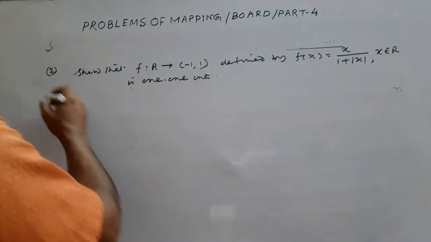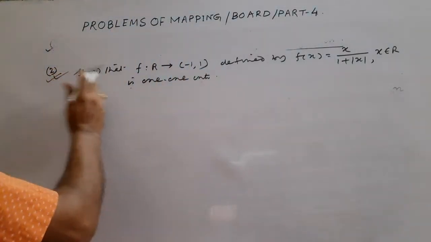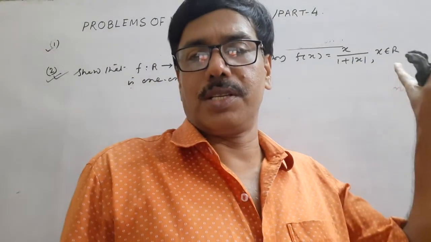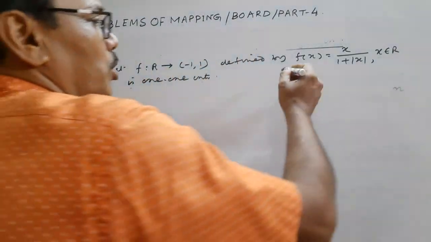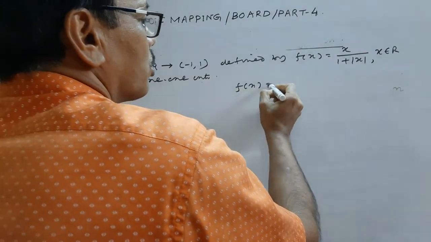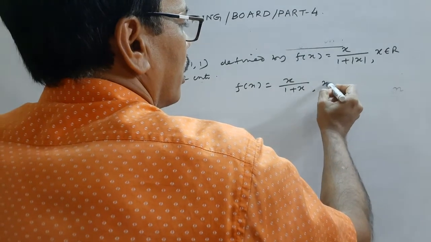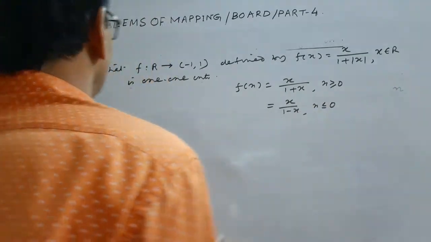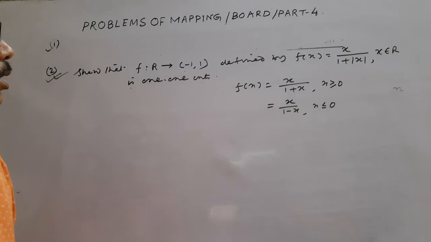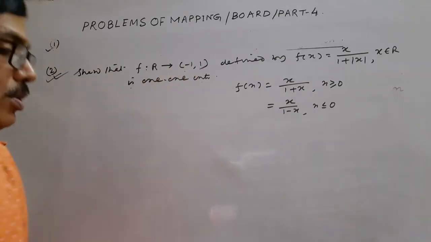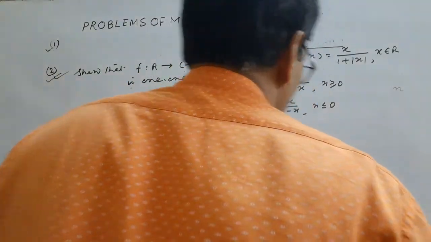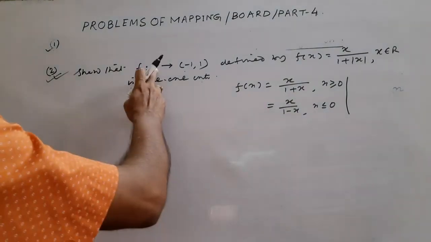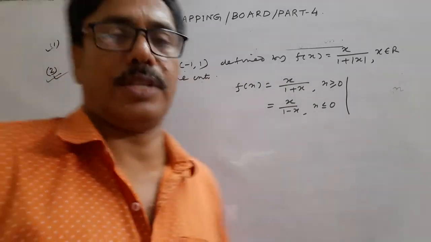Now problem number 2. We have already discussed this type of problem in problem number 1 with the help of a graph. But here the graph is not simple, so we will proceed differently. f(x) equals x by 1 plus x for x greater than or equal to 0, and x by 1 minus x for x less than 0. The range is minus 1 to plus 1. So this is a function, and the domain is R.